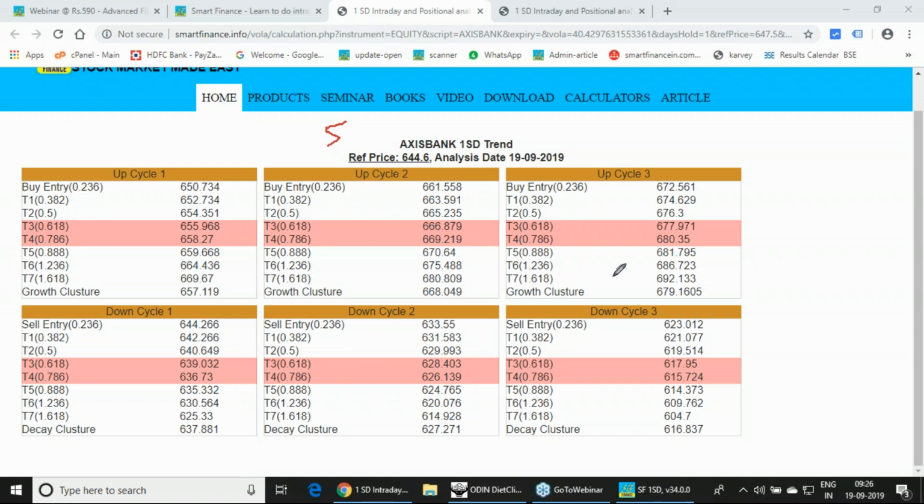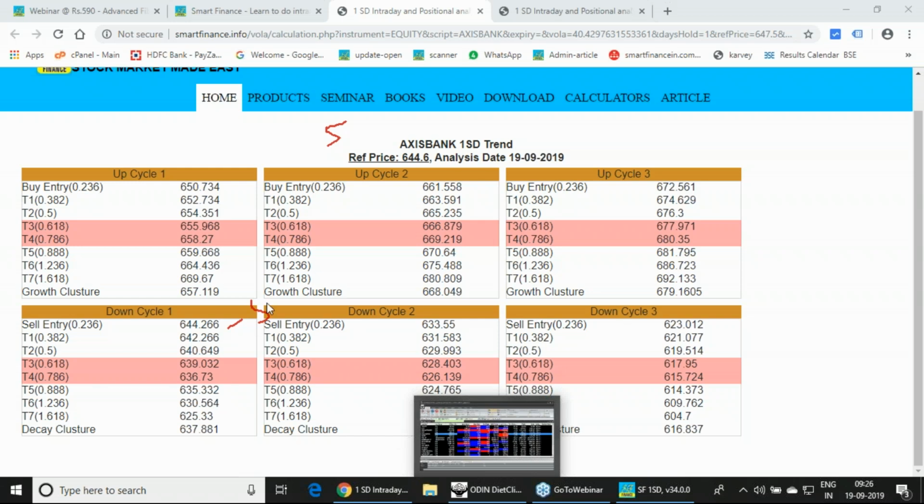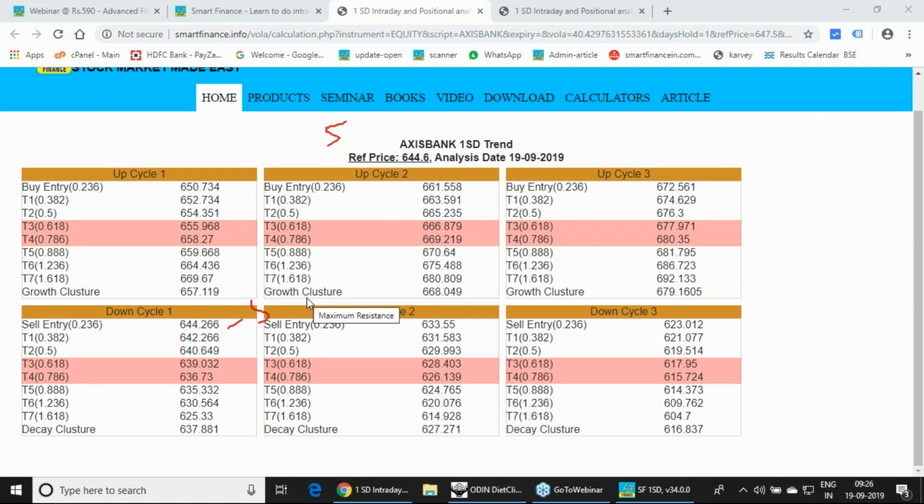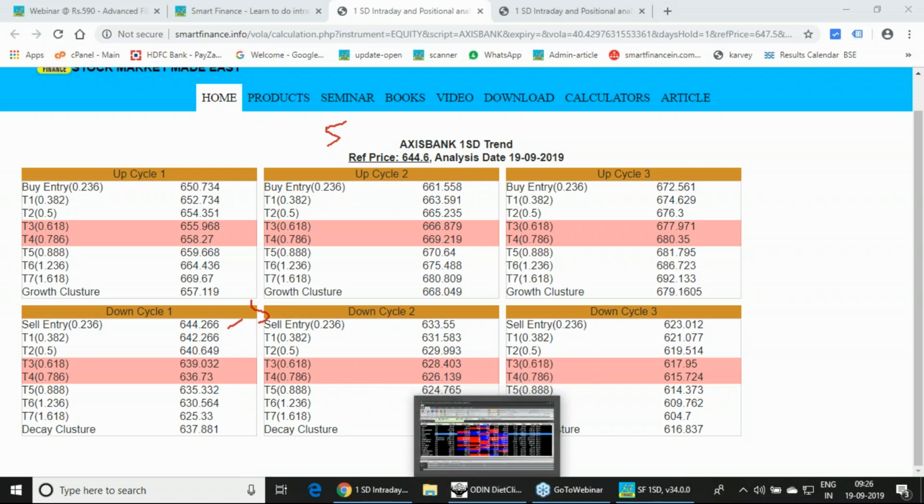So now the question comes: if I am selling here, how can I hedge? Can anyone suggest? 644, I am selling. How can I hedge it? I am selling this equity in a bigger quantity, or one lot of futures. How should I hedge it?